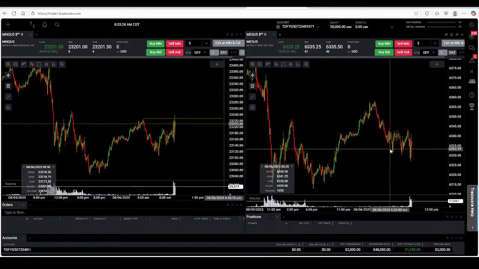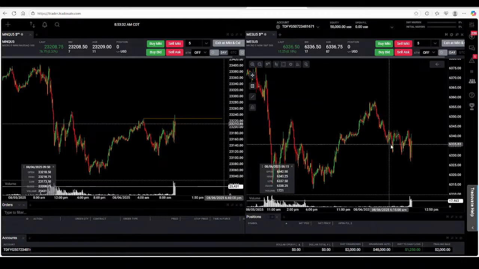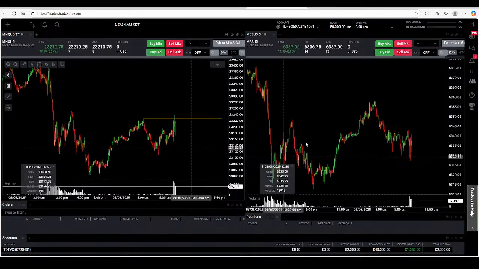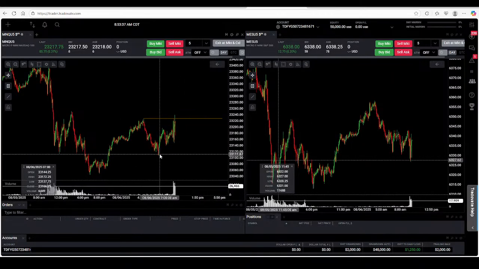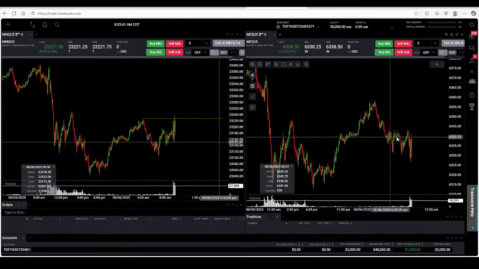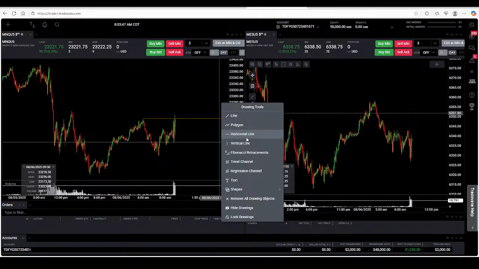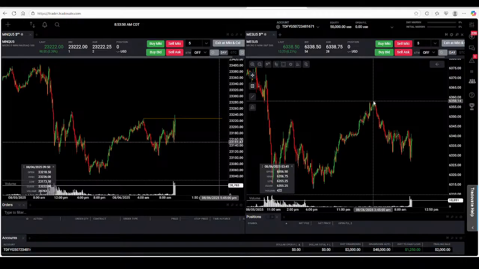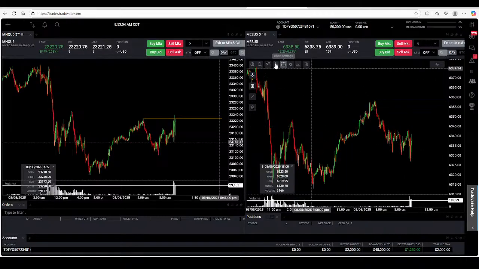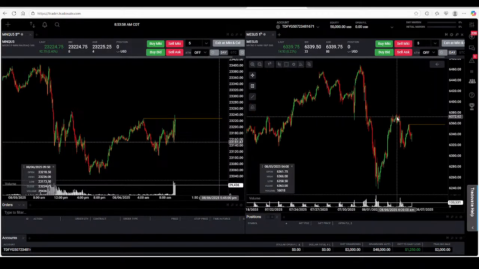On ES here, you can see the same push up. Sell off was a little stronger, but you can see it differentiates right here. NQ saw a nice push up versus ES, which has been consolidating nowhere close to its pre-market high.